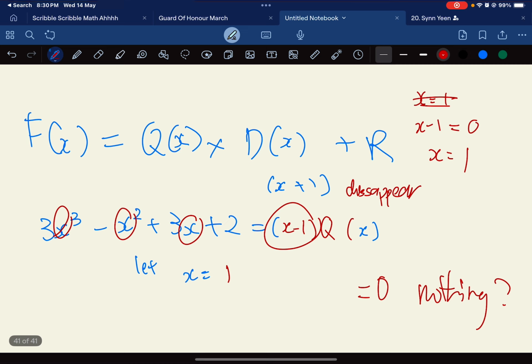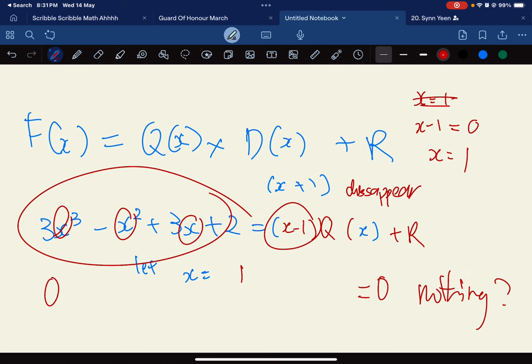So let x equal 1, which is 3 minus 1 plus 3 plus 2. And if we can find the remainder, this one goes in, so 3 minus 1, and why am I saying the same thing? But if x equals 1 and this whole chunk equals 0, which means the remainder r equals 0, which means there's no remainder, which means it's a factor.